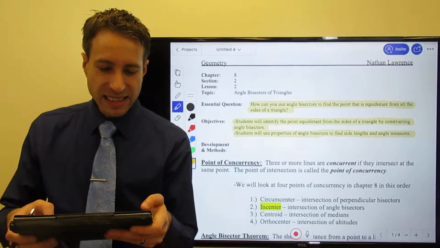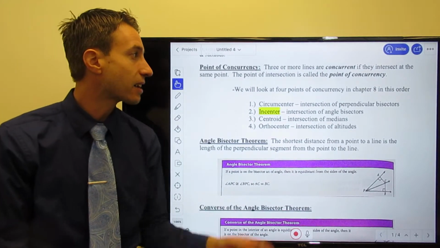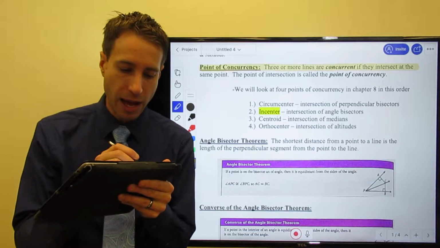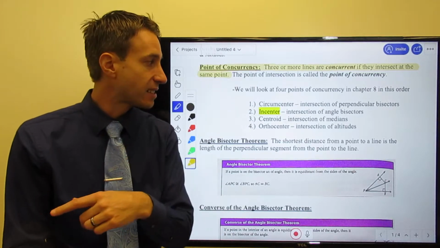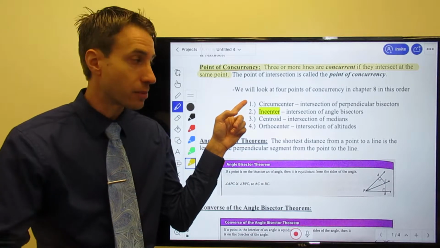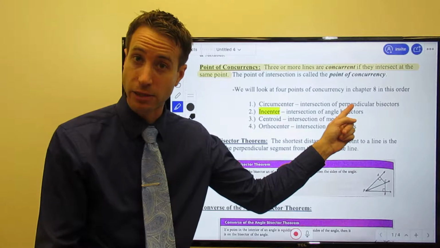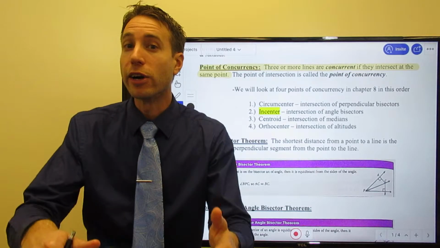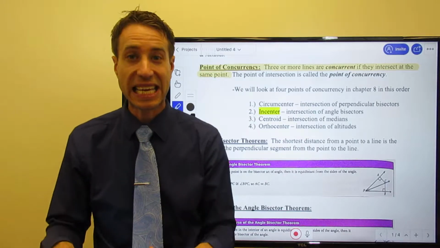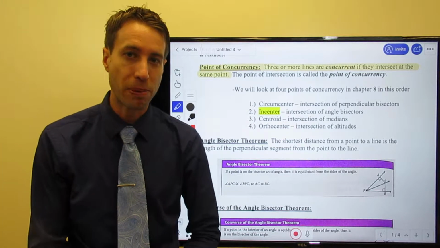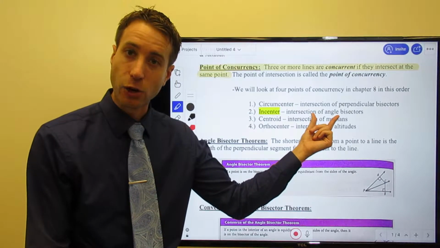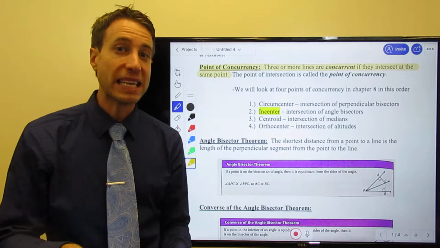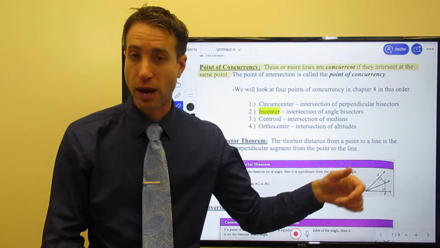Once again, this idea of a point of concurrency is exactly what we talked about in the last section. Again, I'll highlight the really important part: a point of concurrency is where three or more lines intersect at the same point. In the last section, we looked at the circumcenter, which was the intersection of perpendicular bisectors. The circumcenter was equidistant from all of the vertices of a triangle. What we're going to look at now in this section of notes is what's known as the incenter. We'll talk more about the incenter in a little bit. How do you find it? It's the intersection of angle bisectors. Once you've found that point of concurrency of the angle bisectors, it will be equidistant from all of the sides of the triangle.